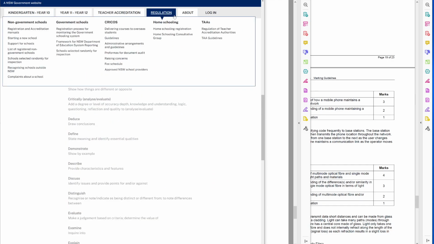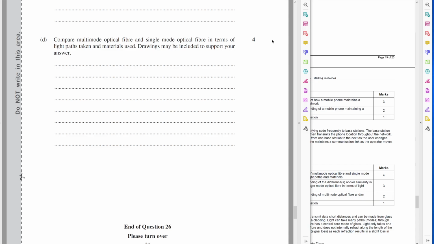Compare. Show how things are similar or different. Okay. Both transmit light to send information. Both send pulses of light to transmit binary information. Right. That'll probably get you 1 mark. Multi-mode optical fiber is generally cheaper than single mode optical fiber. However, single mode optical fiber can travel much further distances without signal loss, and it can provide higher bandwidth. There you go. That's 4.